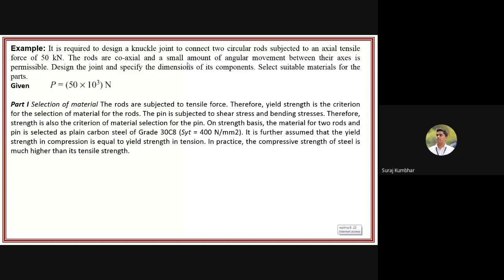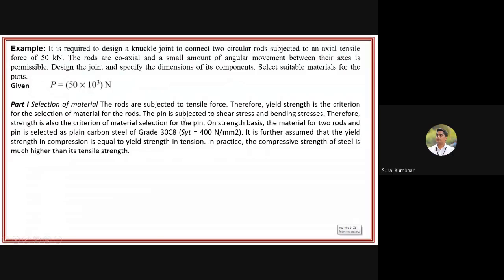Now they have also stated in the problem that we have to select the suitable material. Here see part one, the selection of the material. First we need to select the material, because without selecting the material we can't get the yield strength of that particular material. So here is the assumption, you can select the material. The rods are subjected to a tensile force, therefore the yield strength is the criterion for the selection of the material of the rods, right?